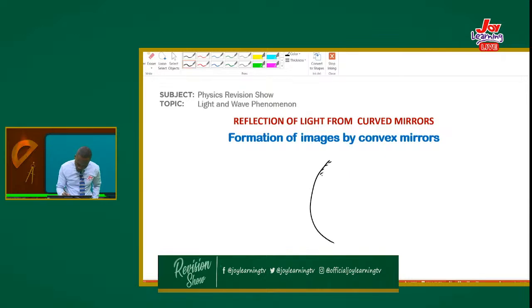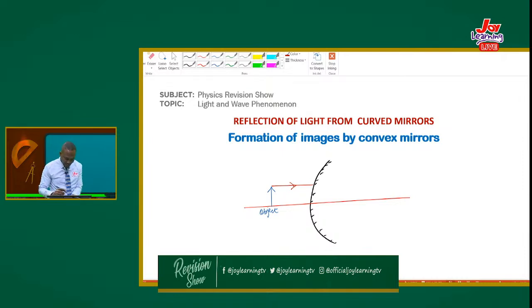So this is a convex mirror. Let me draw my principal axis. Let me put an object in front of this mirror and let's see what it will do for us. So this is my object. I pick a ray of light parallel to the principal axis like this. It reflects it to appear as though it's coming from F.